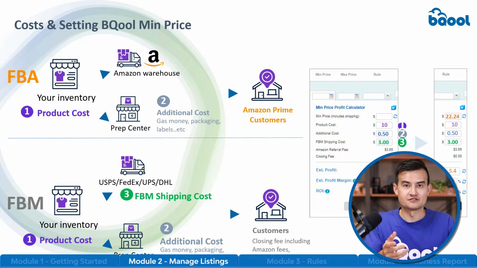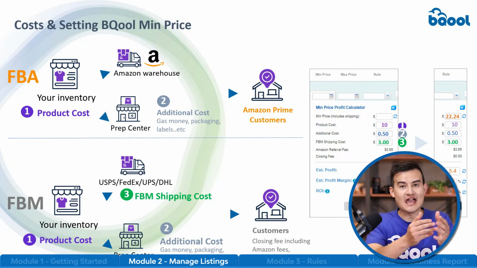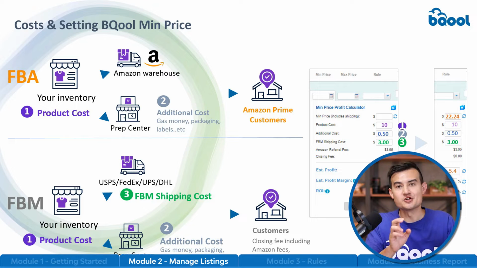Then there's another cost, depending on whether you're FBA or FBM. There are also additional costs as well. So what do these additional costs include? It includes gas money when you're driving around. It also includes packaging and labeling, and shipping the product into Amazon. So those will be considered additional costs.